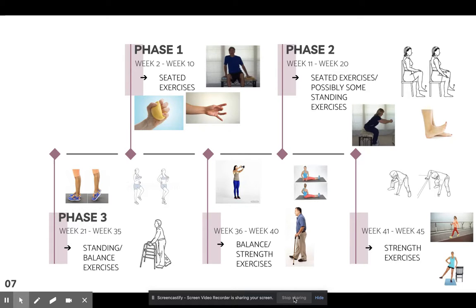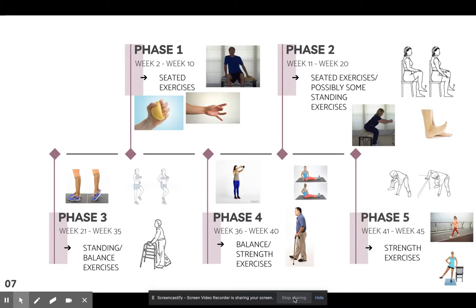Phase 3 is from week 21 to 35, and it will be standing and balance exercises such as heel raises, walking with a walker, and marching in place. Phase 4 is from week 36 to 40, with balance and strength exercises, such as walking with a cane if the patient is comfortable, raising a dumbbell straight out, and rotating the body side to side while being seated.